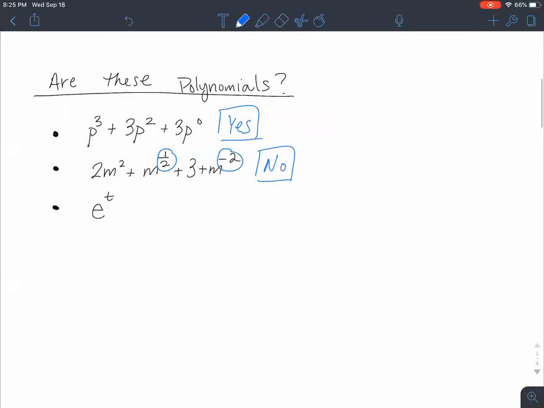Okay, let's look at the last one, e to the t. Well, again, we said our exponents have to be whole numbers. I never said my exponents can be variables. So no, this is not a polynomial because exponents in polynomials cannot be variables. Also, I want to make a note, this e here, that's not a variable, that's the number that is approximately 2.8. So this is that number raised to the t power. So the e here is not a problem. It's the fact that the exponent has a variable that makes it not qualified to be a polynomial.